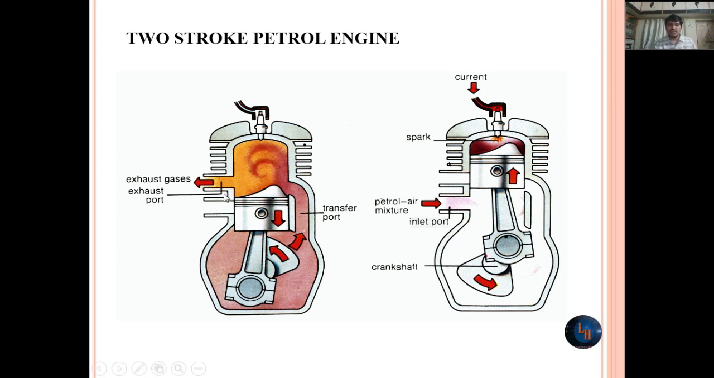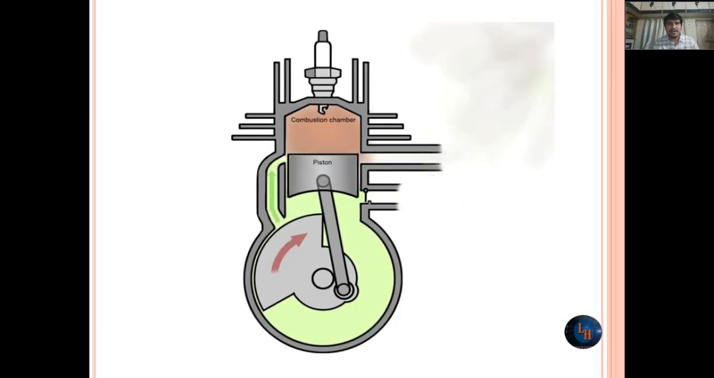When the scavenging process is completed, the piston comes from BDC to TDC, and the exhaust port is completely closed and the transfer port is also completely closed. At that time the inlet port is open. From the inlet port, the fresh charge enters into the crankcase and the cycle continues in working condition. Now we will understand this two-stroke petrol engine with this animated video.